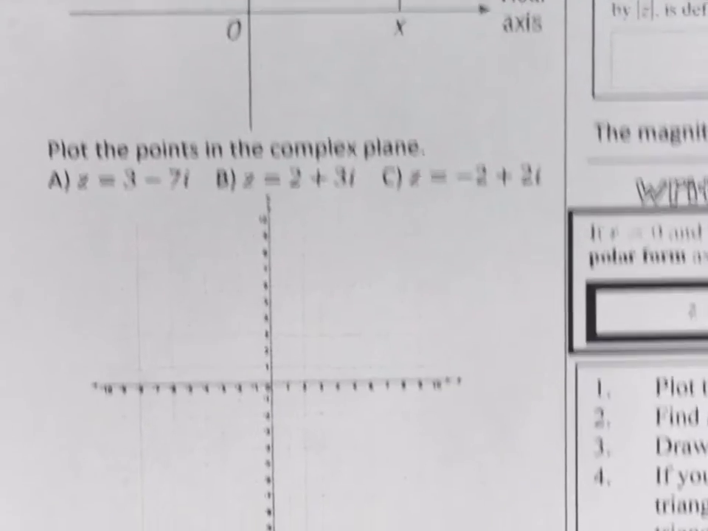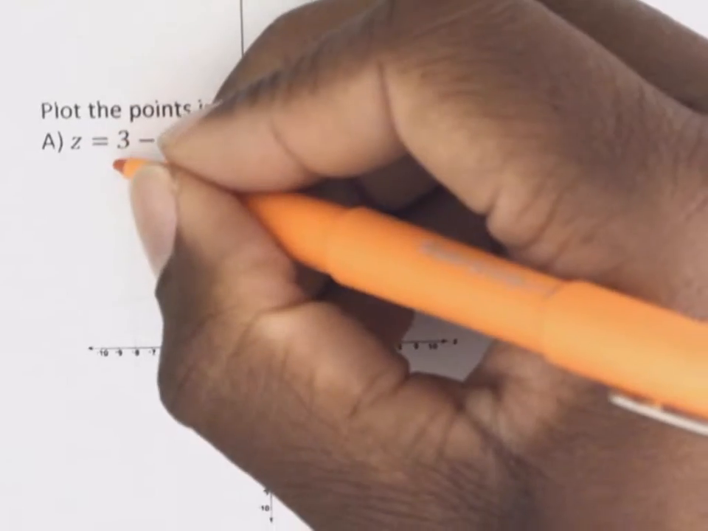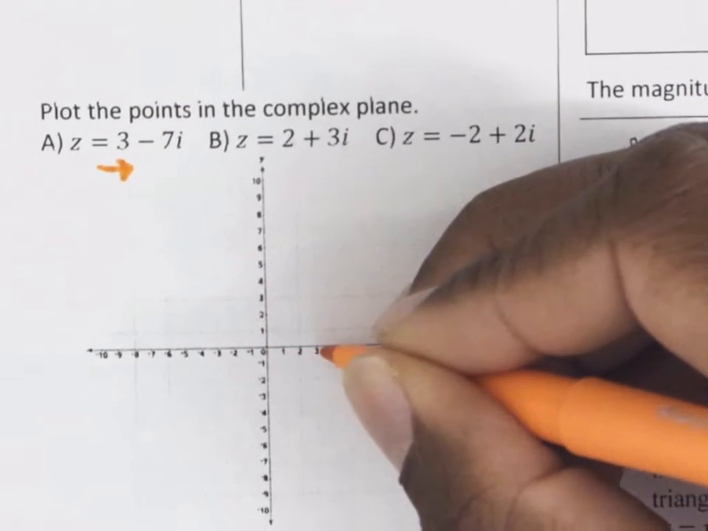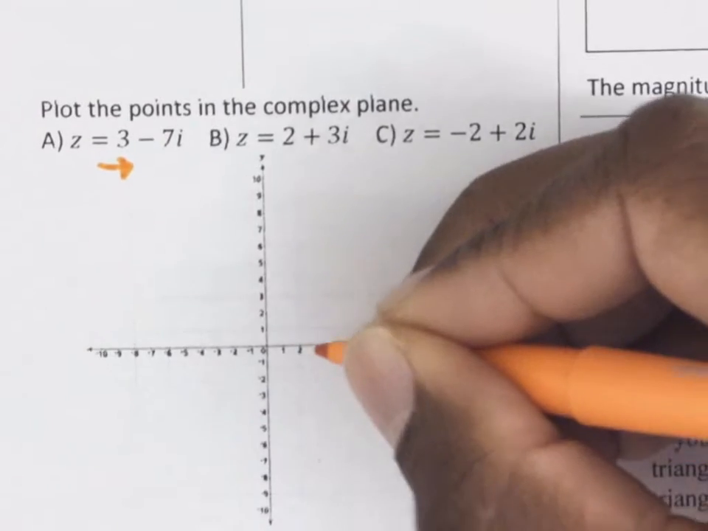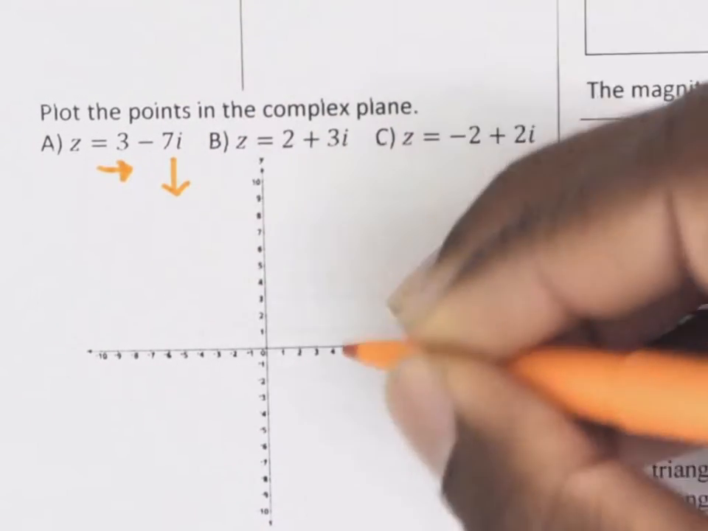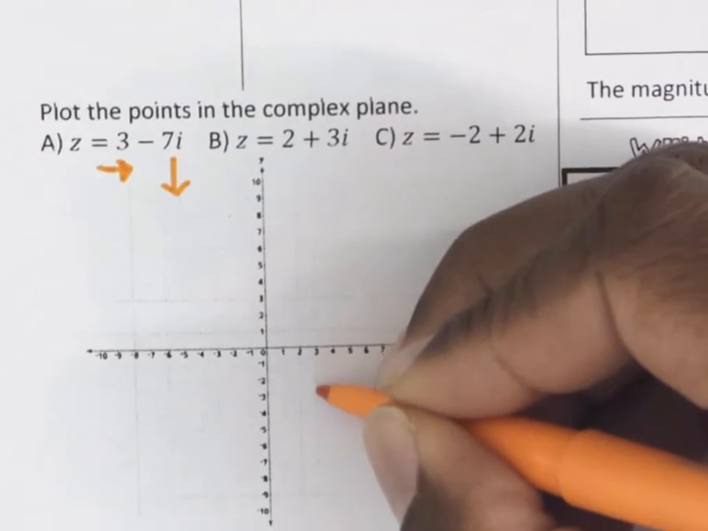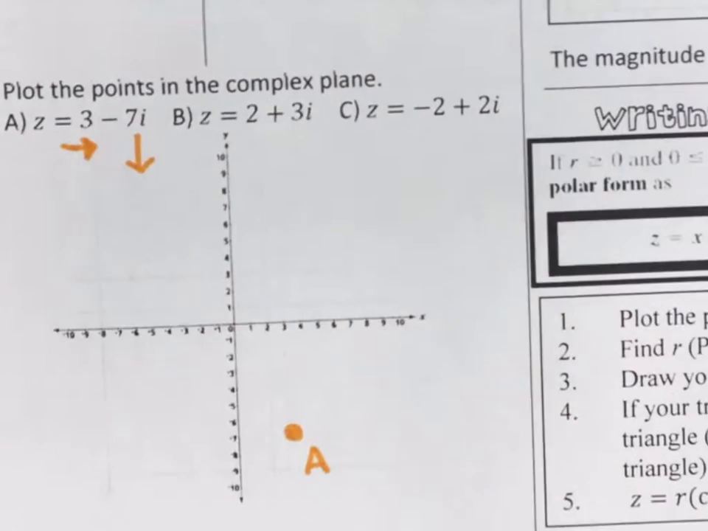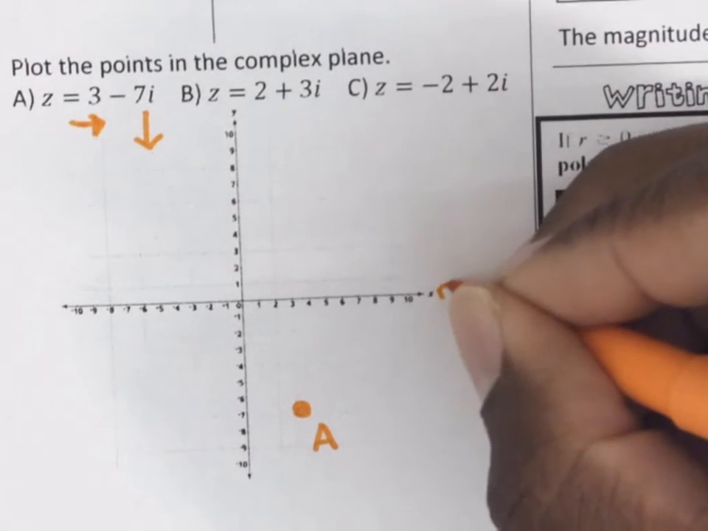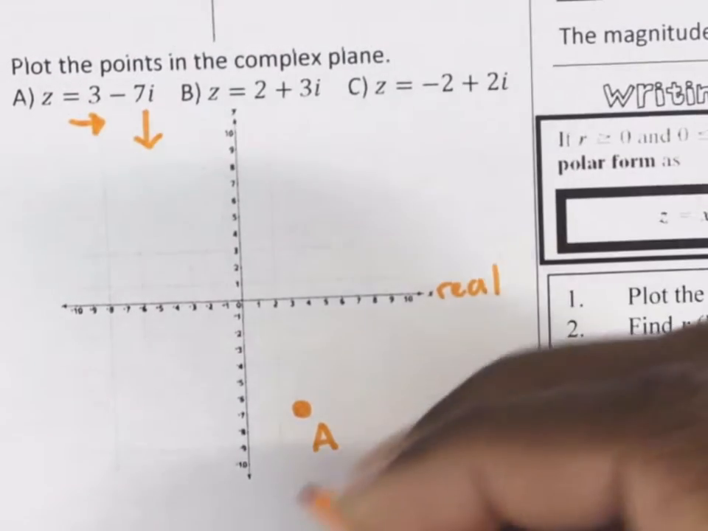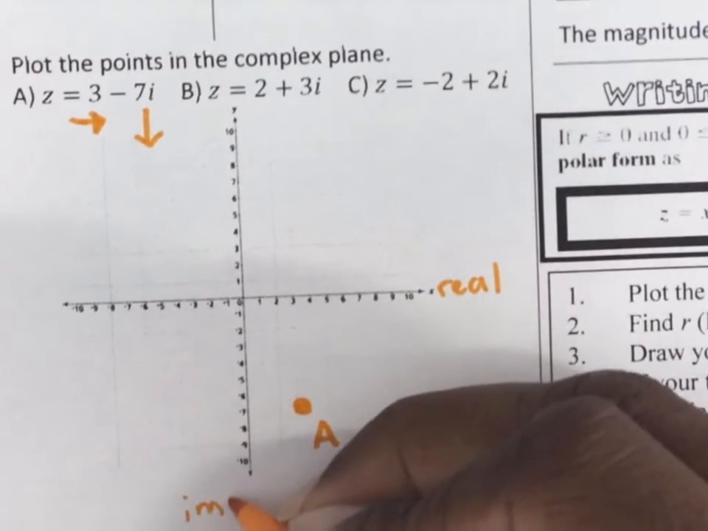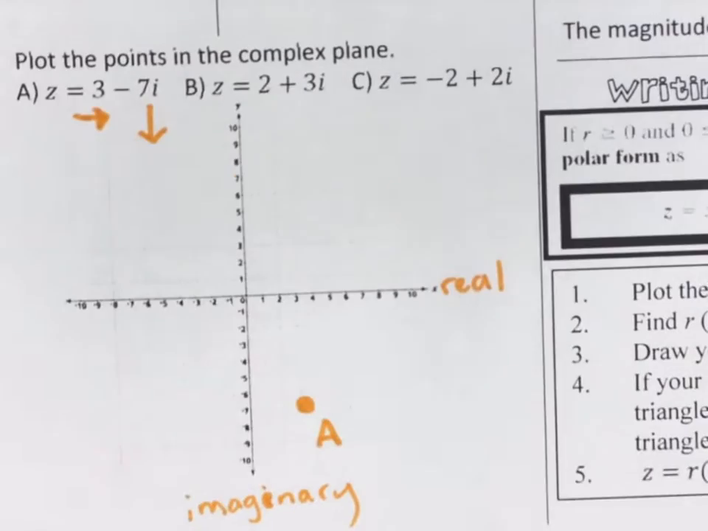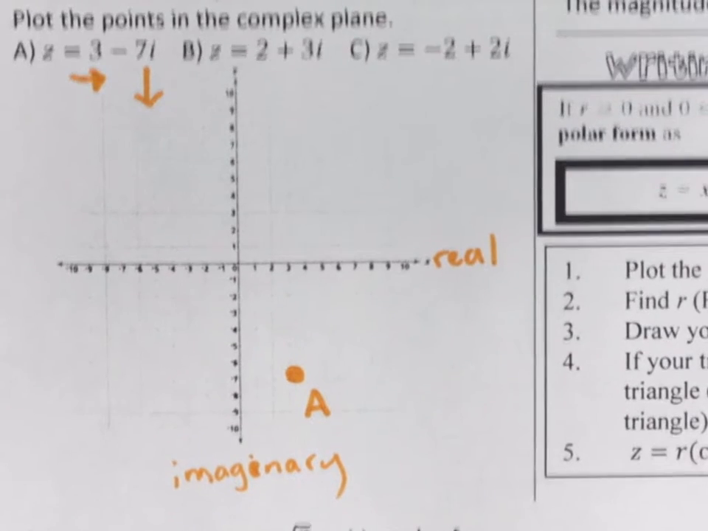So the first one, 3, -7. Here I'll go right 3. 1, 2, 3. Since it's negative, I'll go down 7. Right 3, down 7. This is where my first point A is. Remember, the real number takes me left to right. The imaginary number, up and down. Pretty simple, right?